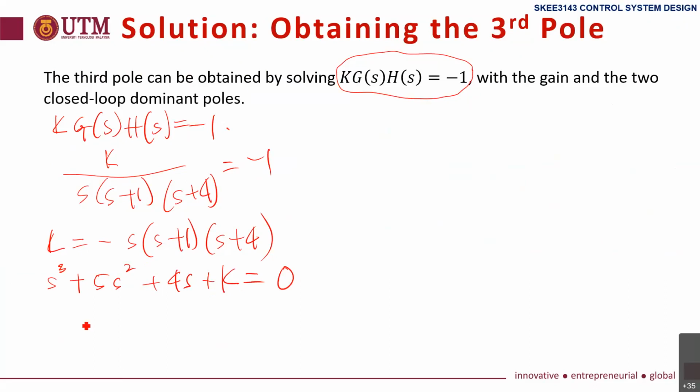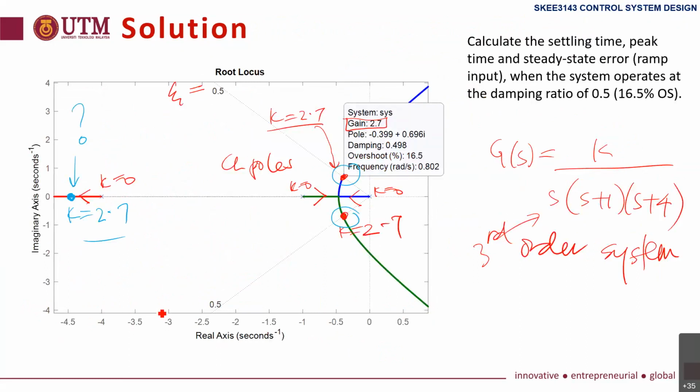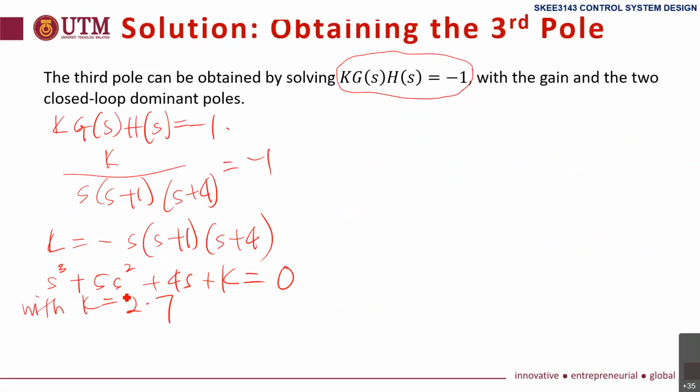And with K equal to 2.7, the one that we obtained here, we will solve the equation: S to the power of 3, plus 5S squared, plus 4S, plus 2.7 equals 0. And now I want you to use your calculator to obtain the poles, or to solve the equation.